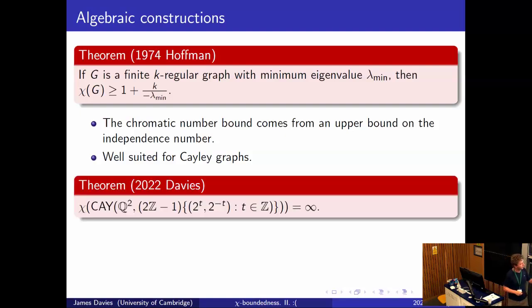So to give one example of a graph you can get in this way that has high chromatic number, you can look at a Cayley graph over the rationals squared with these generators. The generators are just going to be odd multiples of, in one coordinate, 2 to the t, in the second 2 to the minus t. In one coordinate increasing powers of 2, in the other decreasing. And this doesn't directly apply because this is an infinite graph, but essentially using these kinds of methods, you can prove that this guy has infinite chromatic number. And this also is triangle free.